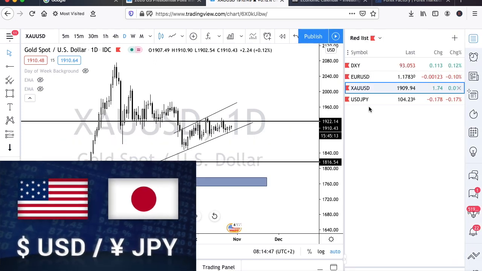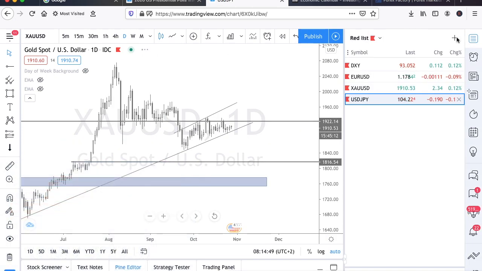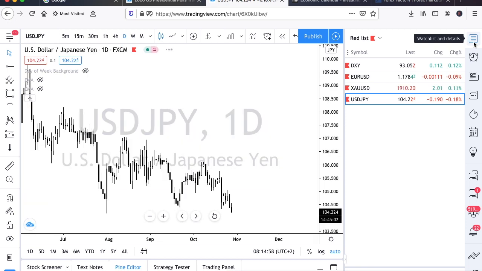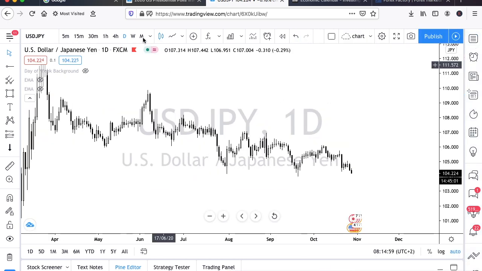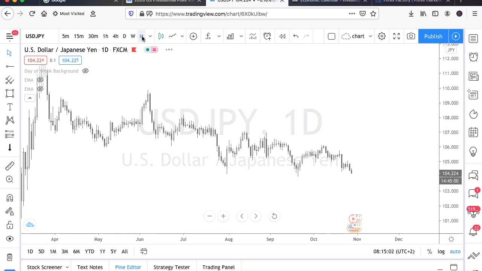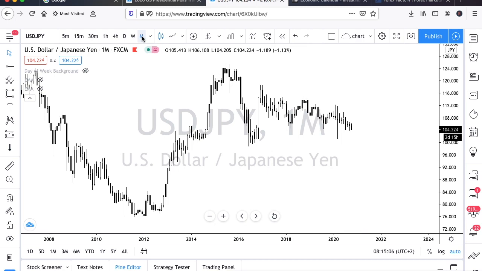The last pair we look at is USD JPY. I barely trade this pair, so forgive me if I take a bit of time analyzing it here. USD JPY is largely affected by the Japanese economy, because it's Japan against the USD. So let's look at that.